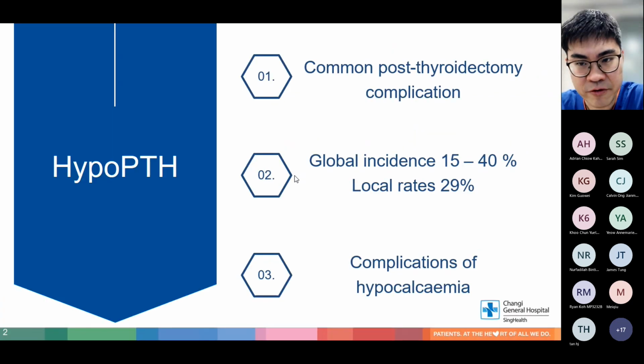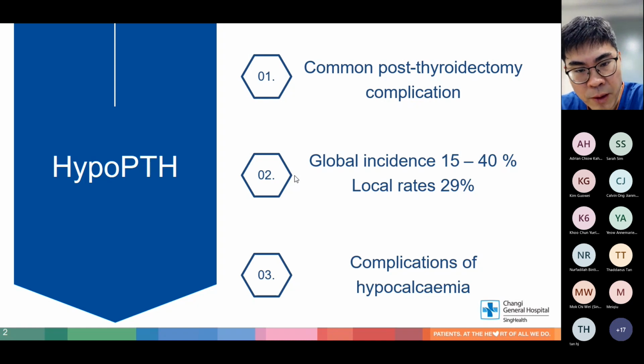So just a little bit of background. I'm sure we all know that hypoparathyroidism is a common complication that happens after total or completion thyroidectomy. Obviously the rate is higher with a total, and it does not usually happen with hemithyroidectomy because preserving one side of the parathyroid is actually sufficient to maintain the levels.